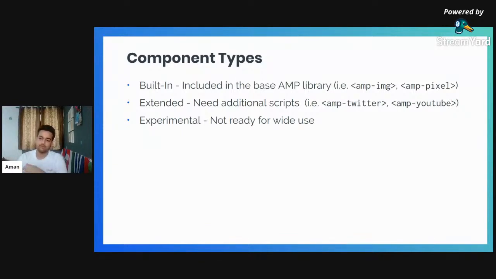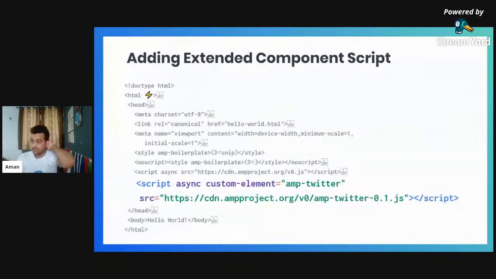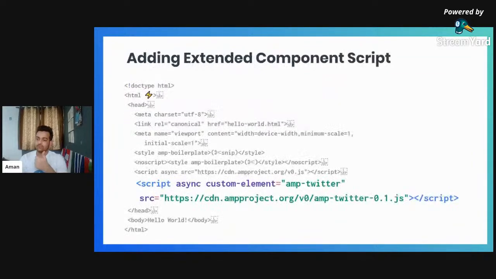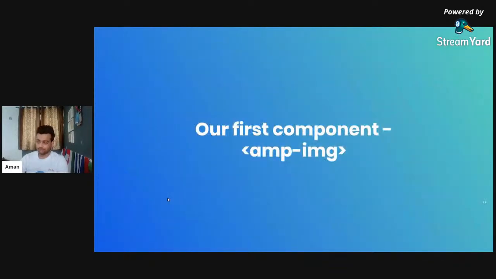So these are the three types of components, and adding them is really easy. For built-in components, you just need to include the boilerplate AMP code and you're ready to go. For extended components, you need to add a script which imports another script from the AMP library. For example, for including AMP Twitter, you just need to add script async amp-twitter and include the directory from where to load this Twitter JavaScript library. And once it's inserted, that's it.